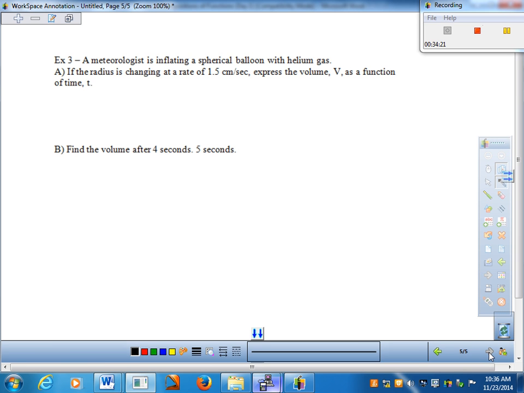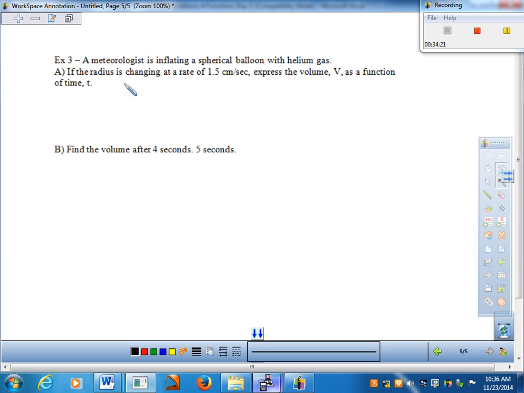All right, let's get into the last one here of the lesson. Just a nice quick application, putting it all together. Example 3. A meteorologist is inflating a spherical balloon with helium gas. If the radius is changing at a rate of 1.5 centimeters per second, express the volume as a function of time. Excellent. Now again, a couple different ways to do this.